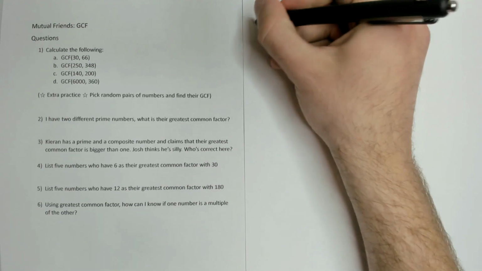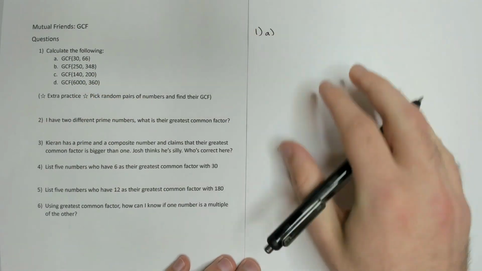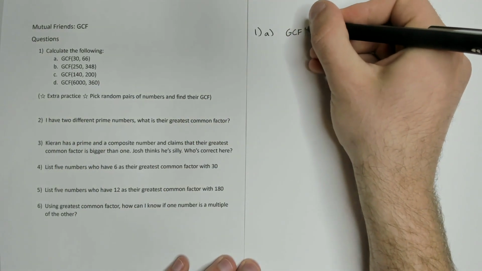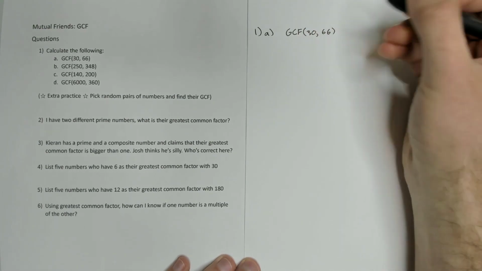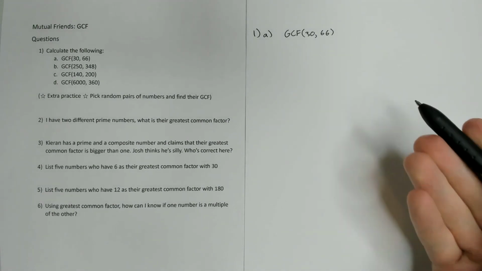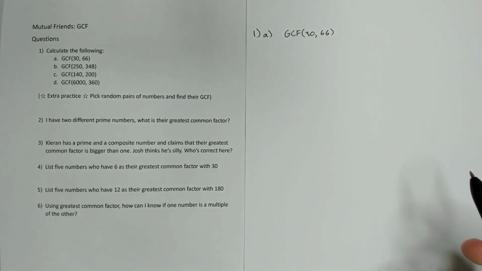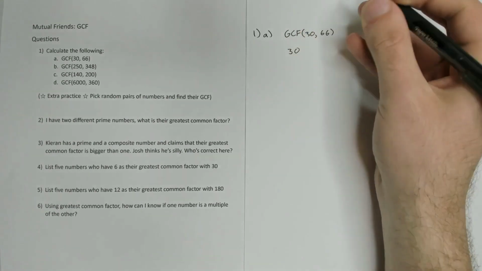Alright, so for question 1, it's just a bunch of greatest common factor problems. It wants us to find the greatest common factor of the following pairs. So let's start with GCF, which stands for greatest common factor, of 30 and 66. So to do this, what we had to do is find the prime factorization of both of these numbers, which would allow us to basically get all of the factors which we've discussed in a previous video, and then we can use that fact in order to find all the common prime factors, which is then going to give us the greatest common factor. So let's go ahead and prime factorize these bad boys.